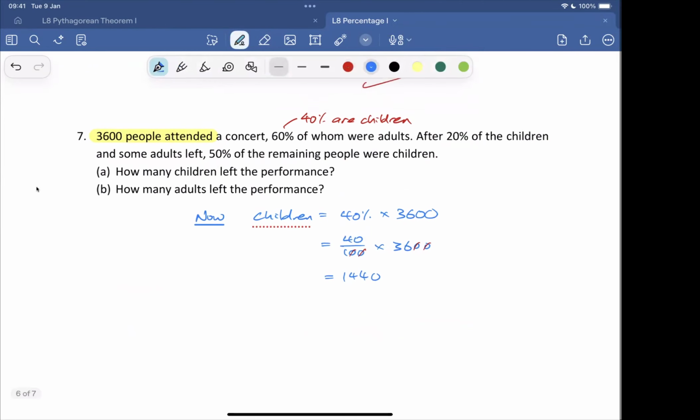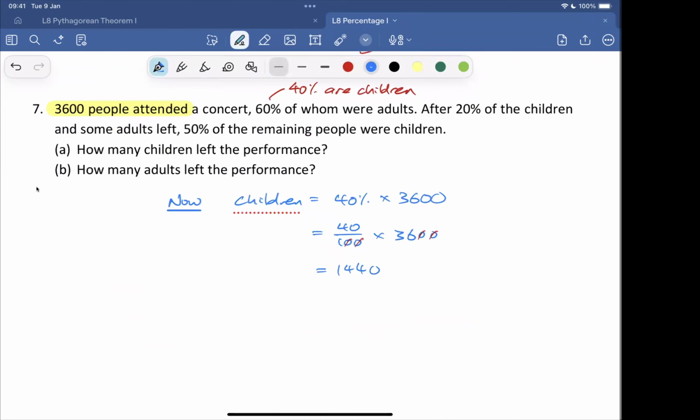Okay, so they are saying 20% of the children left, correct? Correct. So out of all the children, that's 20 out of 100 times 1,440. I'm asking you how many remaining? Remaining 20%. But they said 20% left. They left. That means they went out. They went away, right? Yeah.